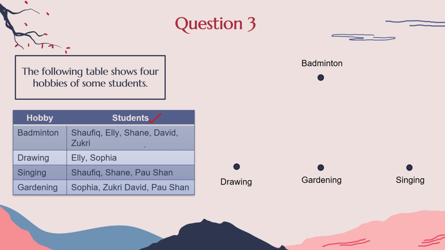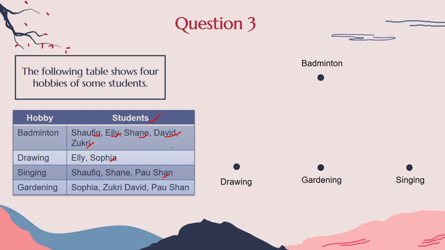Seven. Let's recount. 1, 2, 3, 4, 5, 6, 7. Okay, correct: Shafiq, Ellie, Shane, David, Zukri, Sophia, and Pau Sean. So hard to pronounce the names. This will be our edges, the lines that connect between 2 vertices.